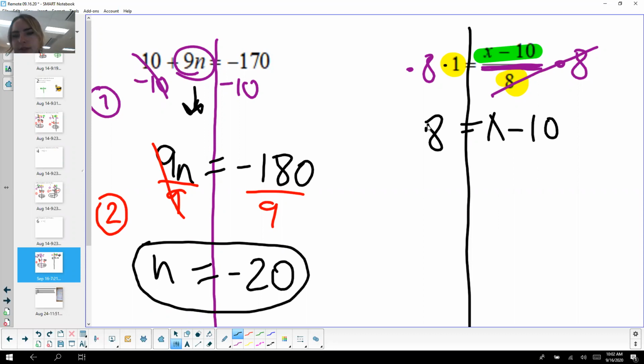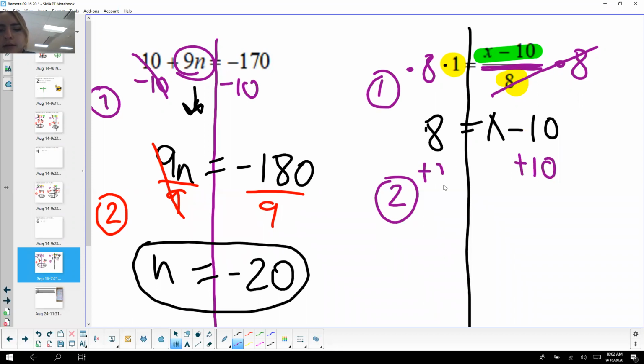Now I've got 8 equals x minus 10. Now I can just do, and sorry, I forgot to write my step. That was step 1. Step 2, I've got x minus 10. I'm going to go ahead and add 10 to both sides because I want to get x isolated by itself.